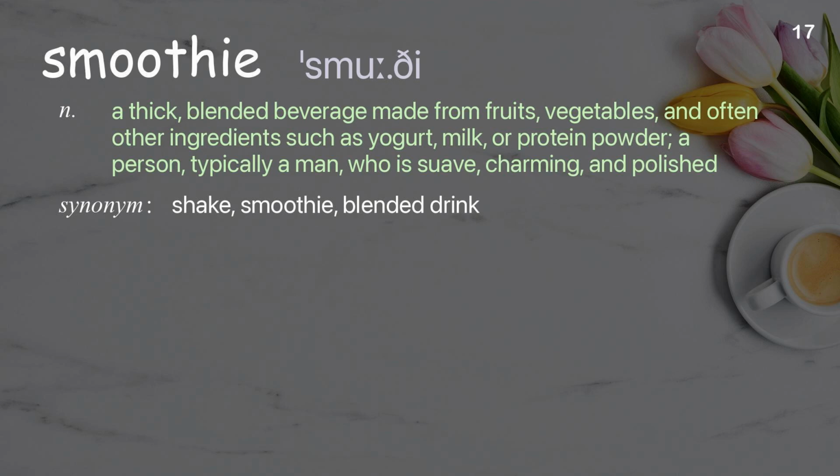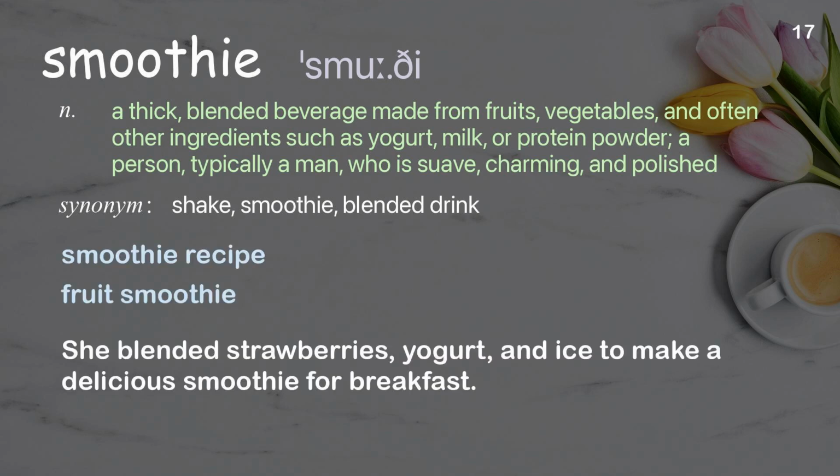Smoothie. A thick, blended beverage made from fruits, vegetables, and often other ingredients such as yogurt, milk, or protein powder. A person, typically a man, who is suave, charming, and polished. Examples: Smoothie recipe. Fruit smoothie. She blended strawberries, yogurt, and ice to make a delicious smoothie for breakfast.